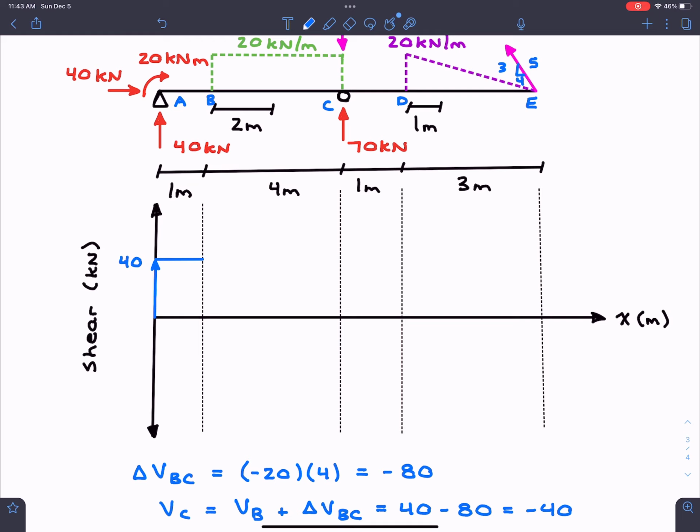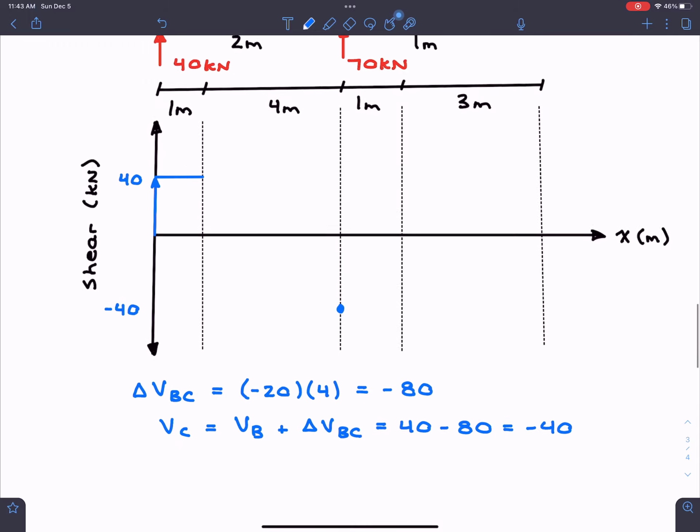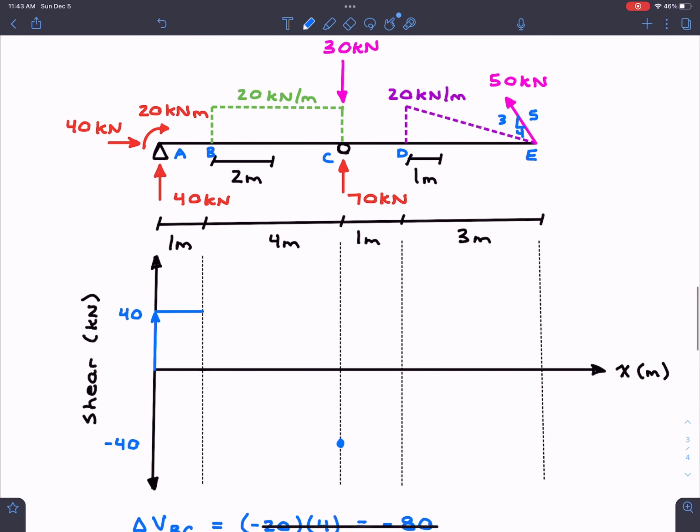So what I can do is I can draw a dot. We know that at this point right here, our shear, I'm just going to have to move up a bit so I can write comfortably, is going to be negative 40. The last thing that you need to do is show what the profile of the line is. Now here's the nice trick.